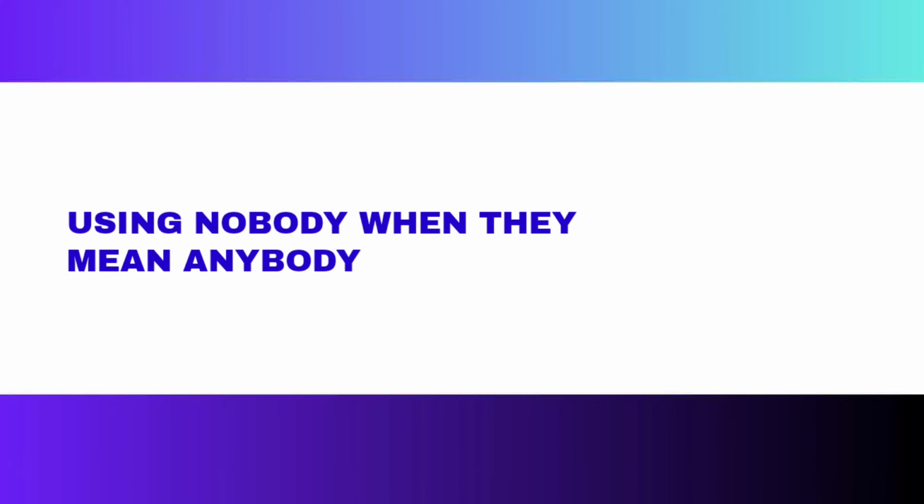The next one is using "nobody" when they mean "anybody". People say "I didn't meet nobody", but the word nobody would be wrong in this sentence. The correct version is, I didn't meet anybody. Do you know why? Because "nobody" isn't used in a sentence that already has "not" in it, a sentence that is already negative. If there is already a negative component in a sentence, you do not add another negative to it. You'd say I didn't meet anybody.